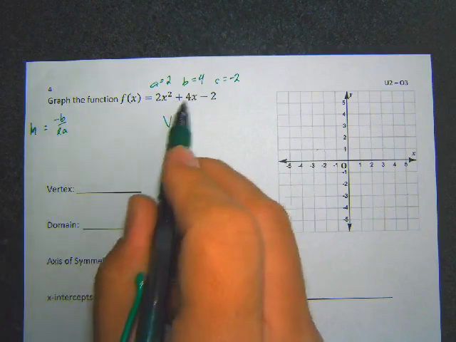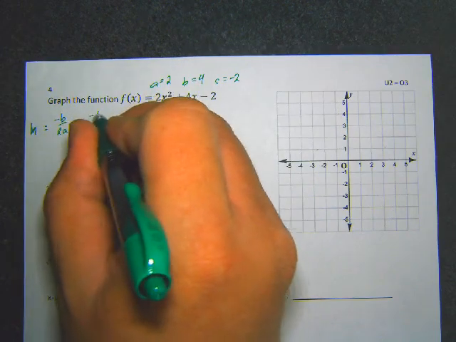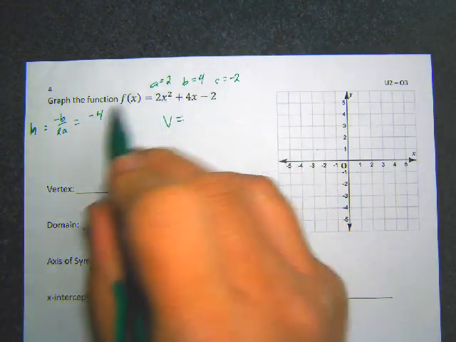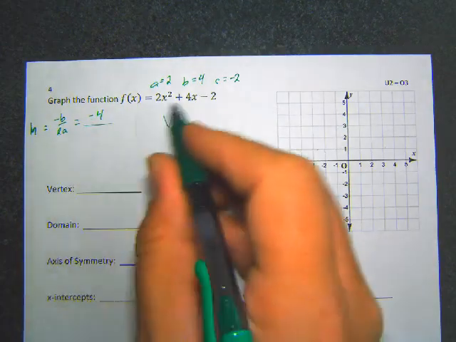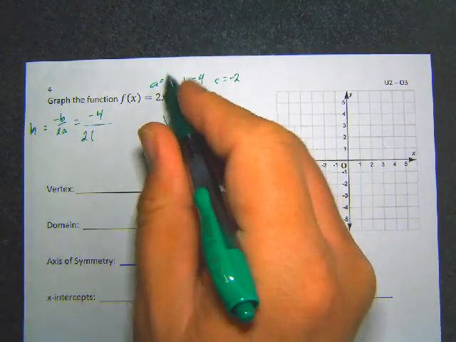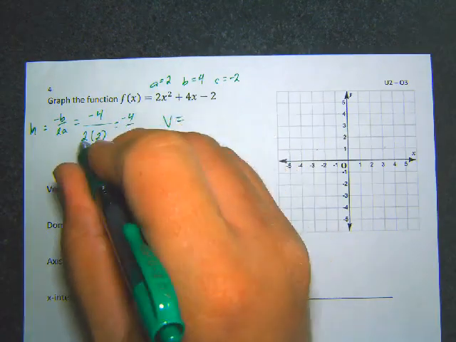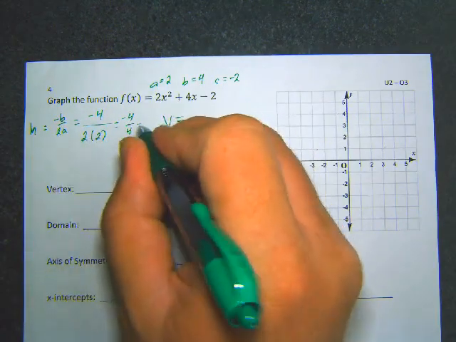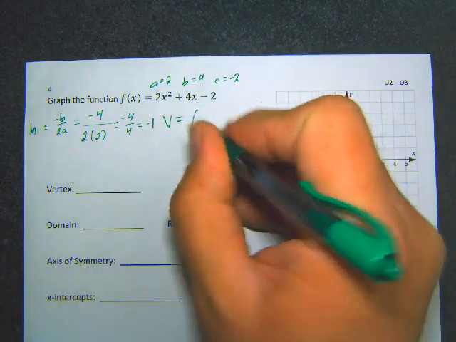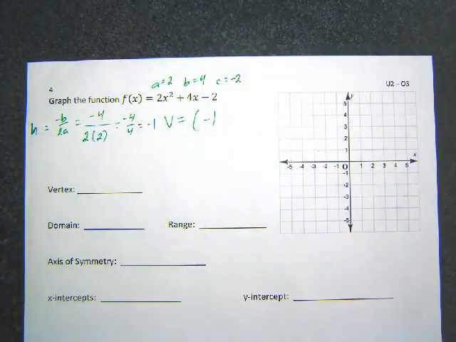So b is 4, so I end up with negative 4 on the top. There's no negative here, so that's why this ends up just being a plain negative 4. On the bottom I have 2 times a, which is 2, so 2 times 2. I end up with negative 4 over 4, because 2 times 2 is 4, and that gives me negative 1. So the first coordinate is negative 1. That's the first part of the vertex.